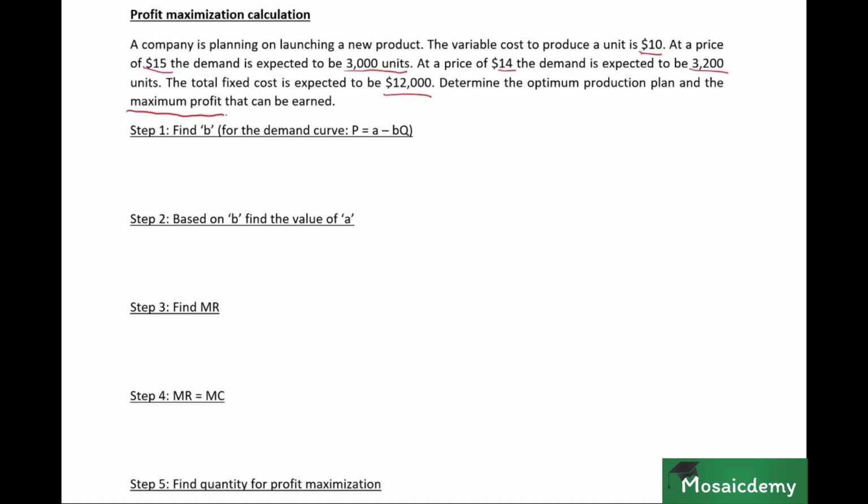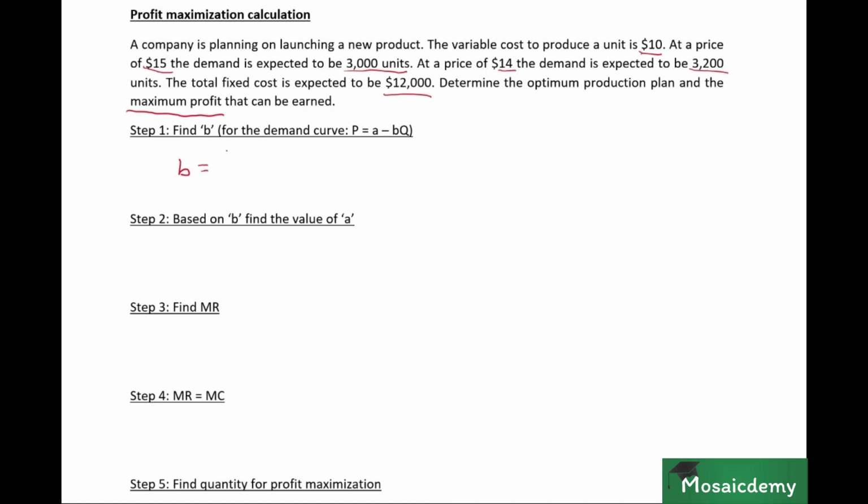So optimum production plan and maximum profit go hand in hand. And when you see maximum profit, you immediately should know it's a profit maximization calculation, especially when they start talking about demand, okay? So the first step to this calculation is to find B of the demand curve, because the first few steps we're going to be finding the equation for the demand curve, which we covered earlier in the chapter. Okay, so for B, we said the formula is change in price over change in quantity demanded.